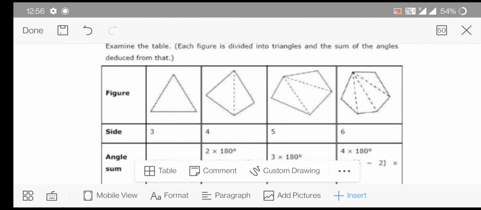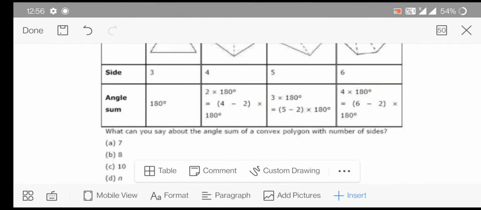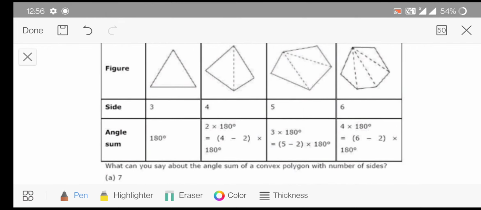For the fourth question, they have given you this table. You have to examine this table, means you have to understand this table, and then after you have to answer this question. So here in this table you can observe that here 3 sides are there. So angle sum is 180. Then here 4 sides are there. As 4 sides are there, they have written angle sum property, means their angle sum is given in this way. So 2 into 180, where did this 2 into 180 come from? Number of sides minus 2 into 180.